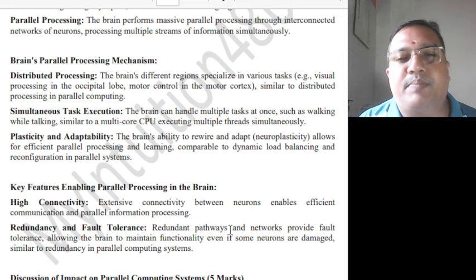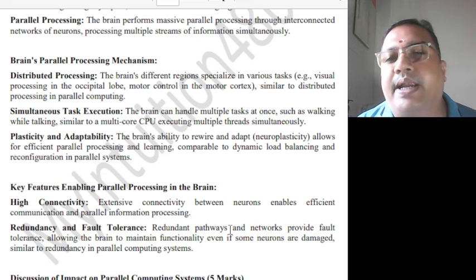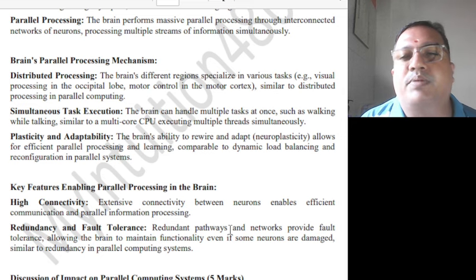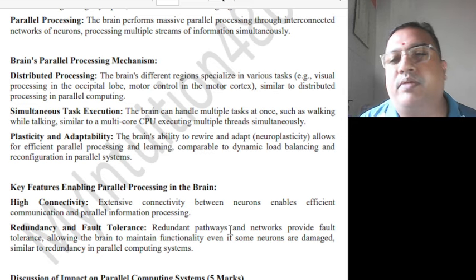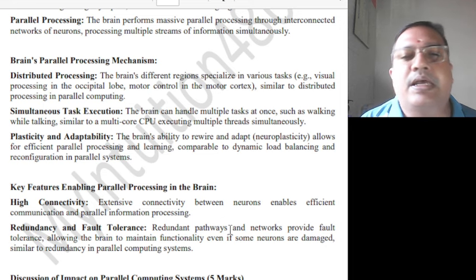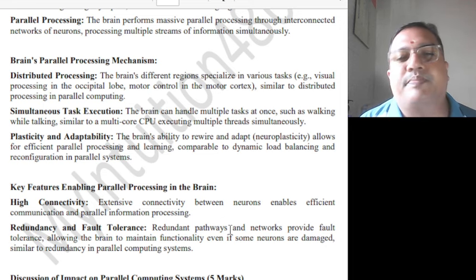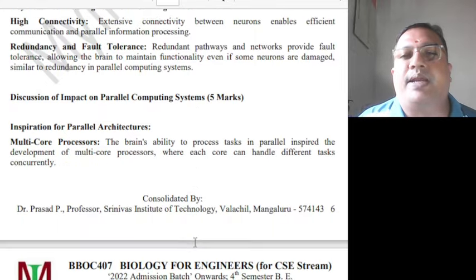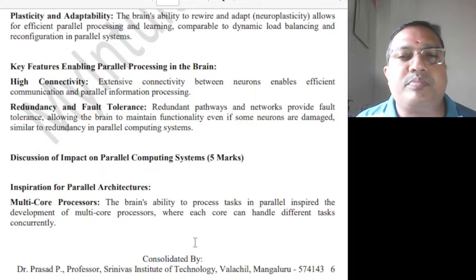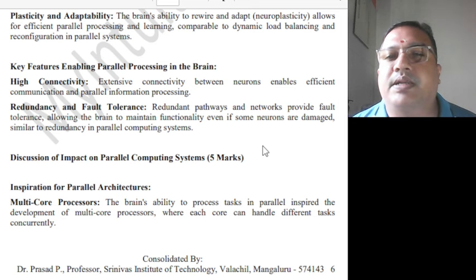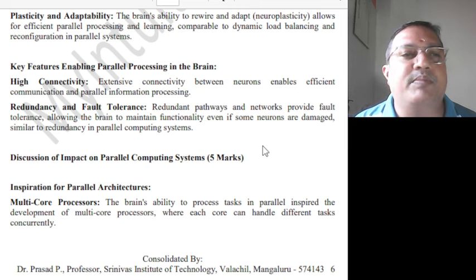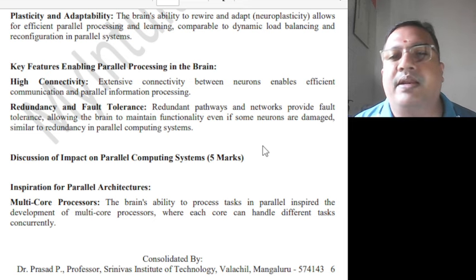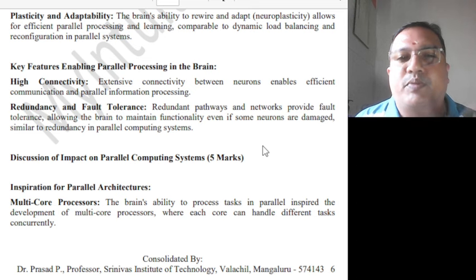Plasticity and adaptability, the brain's ability to rewire and adapt, which is called neuroplasticity, allows for efficient parallel processing and learning, which is being compared to dynamic load balancing and recognition in the parallel system. Key features enabling parallel processing in the brain: high connectivity, extensive connectivity between neurons enables efficient communication and parallel information processing. First point, that is high connectivity.